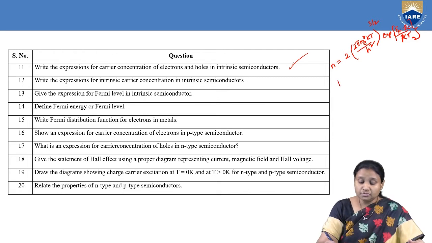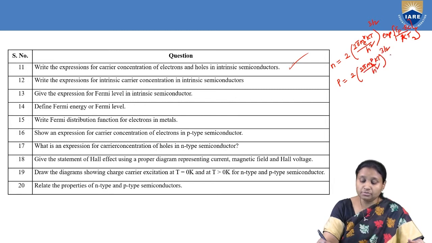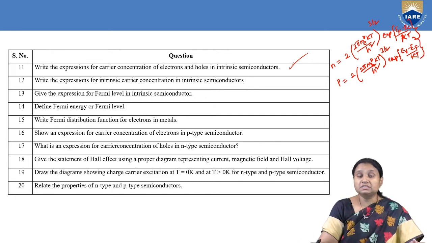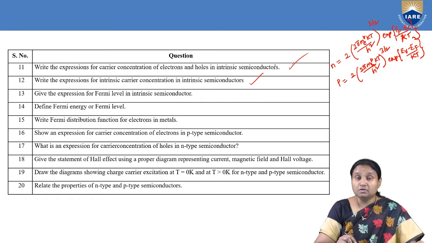And coming to the number of holes in the valence band, it is given by 2 into (2 pi mh star kT by h square) whole to the power of 3 by 2 exponential (EV minus EF) by kT. And of course, what is EF here? EF is the Fermi energy level, and of course me star and mh star are the effective masses of electrons and holes.